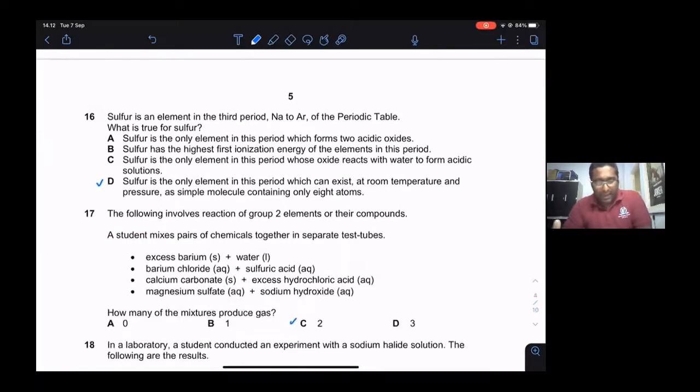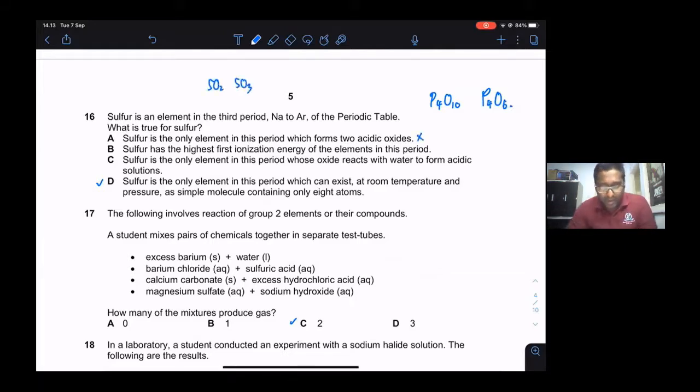Now, sulfur is an element in the third period. Which one is true for sulfur? Sulfur is the only element in this period which forms two acidic oxides. Not really. Phosphorus can form P4O10, and they can also form P4O6. Therefore, they are not the only one. Sulfur can form SO2 and SO3.